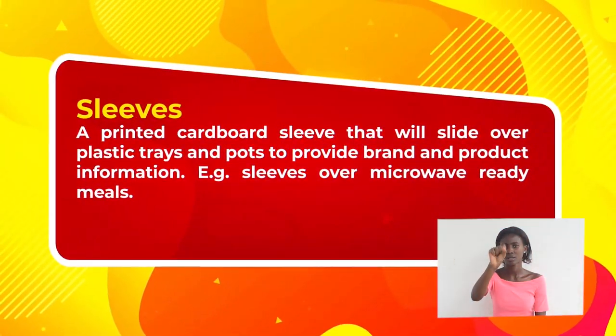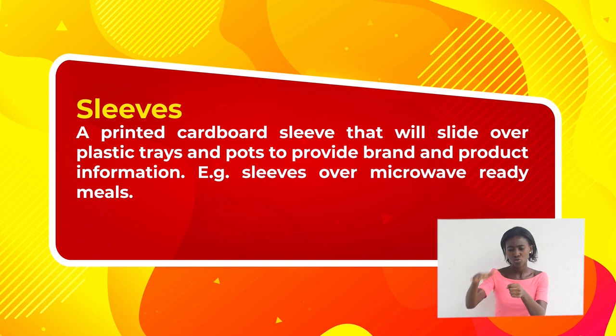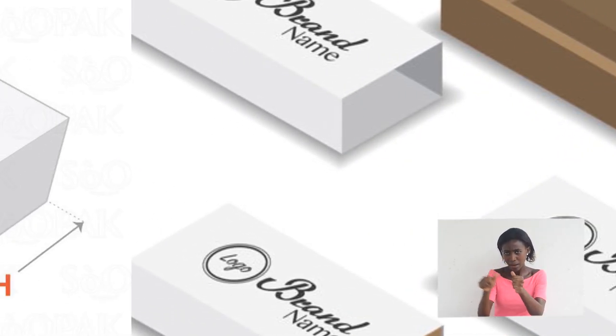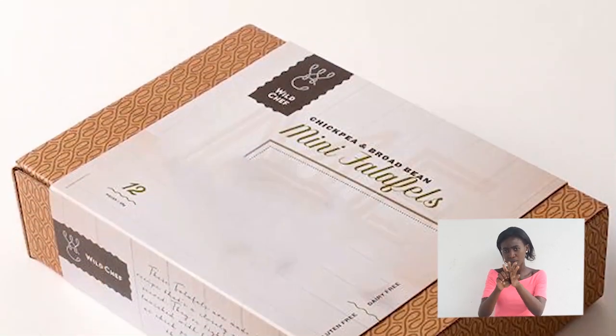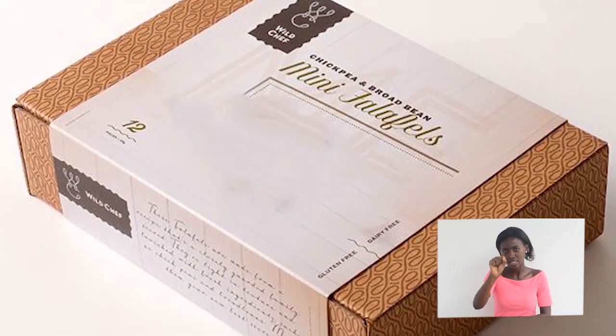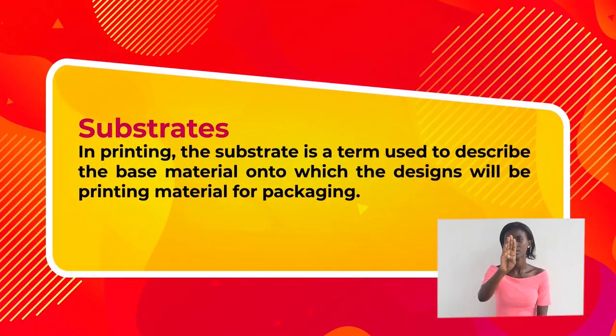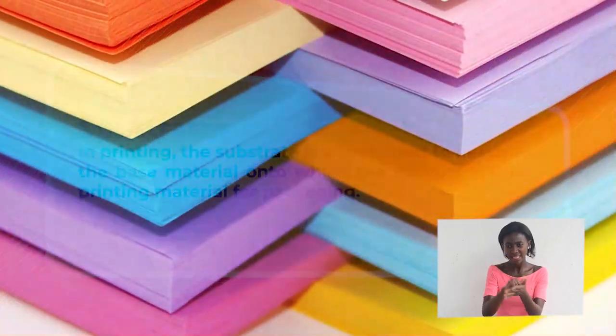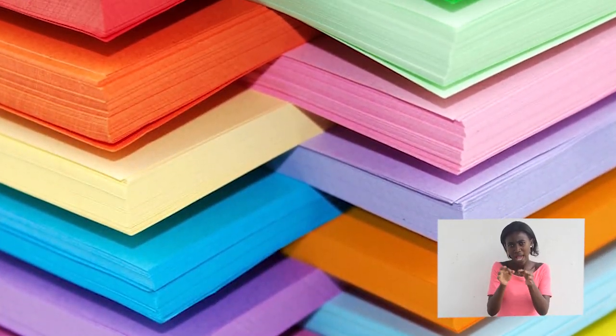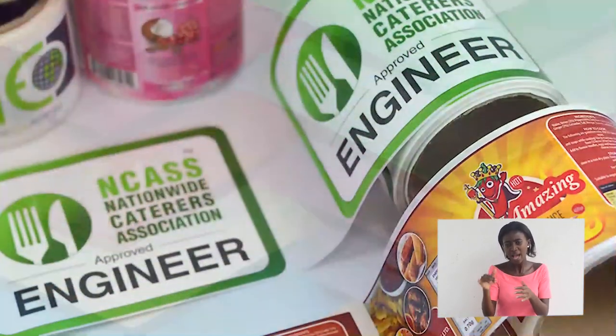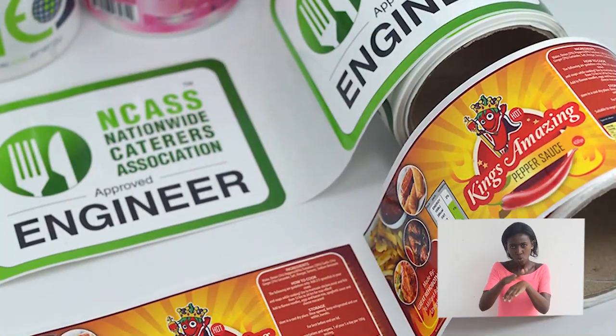Sleeves, a printed cardboard sleeve that will slide over plastic trays and pots to provide brand and product information. Example, sleeves over microwave ready meals. Substrate. In printing, the substrate is a term used to describe the base material onto which the designs will be printed for packaging.